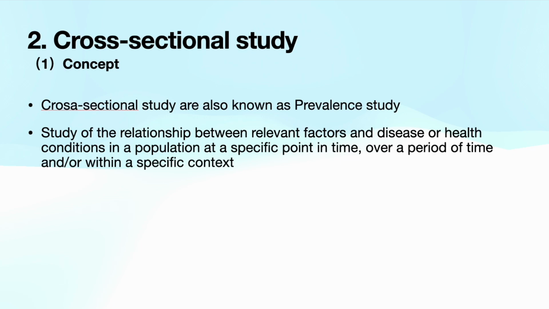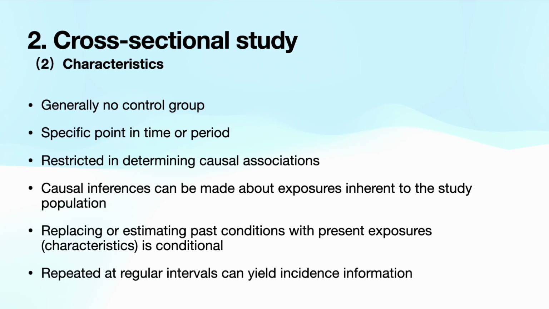Then it turns to cross-sectional study. It's also known as prevalence study. It generally has no control group, and looks at specific points in time or a period. It is restricted in determining causal association. Causal inferences can only be made about exposures inherent to the study populations. It replaces or estimates past conditions with present exposure conditions. And repeated at regular intervals, it can yield incidence information.